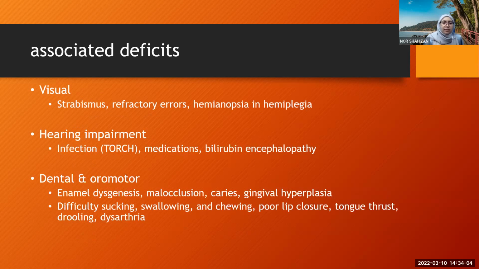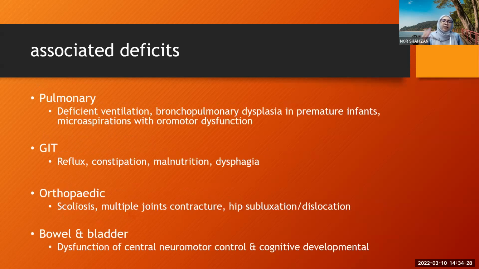Okay, dental and oromotor system: the CP child will have enamel dysgenesis, malocclusion, very bad caries, and gingival hyperplasia. They also will have difficulty in sucking, swallowing, chewing, and drooling of saliva. Then we go down to the pulmonary system, where they will have deficient ventilation, bronchopulmonary dysplasia especially in premature infants, and microaspiration with oromotor dysfunction.